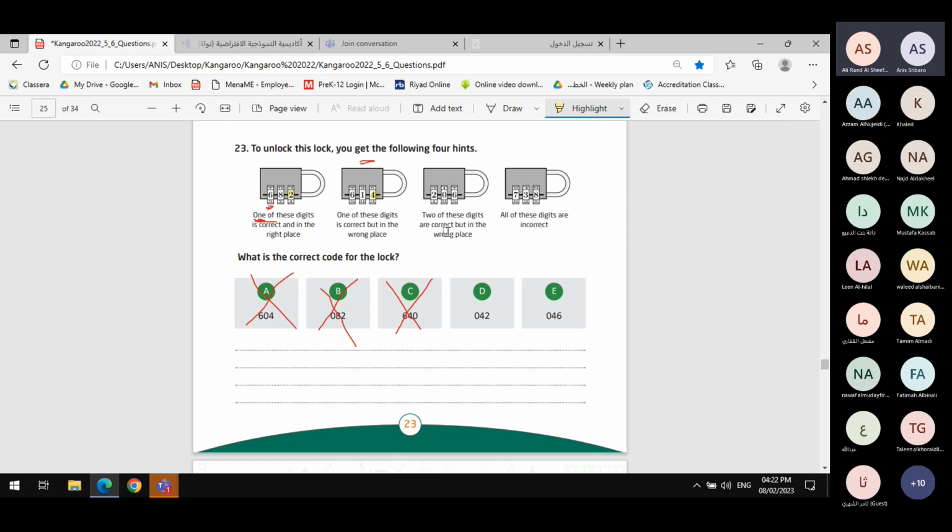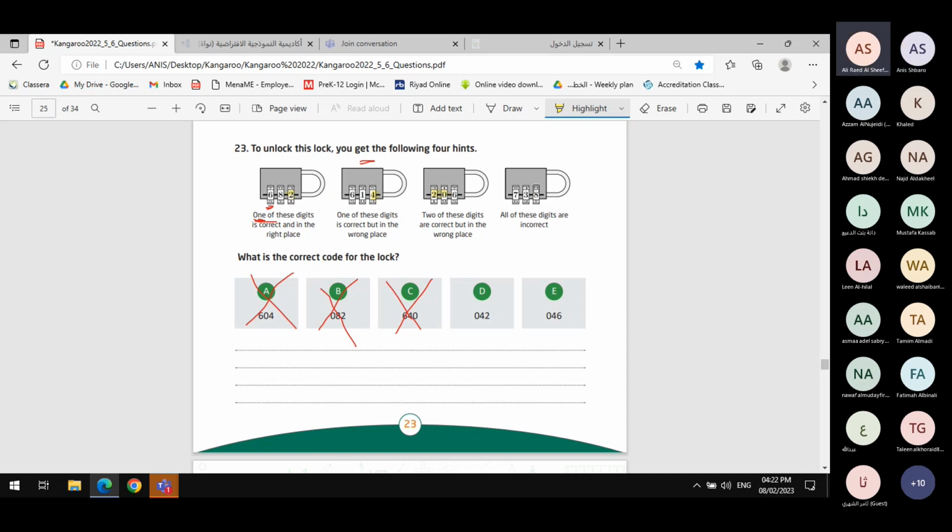So it passed. Go for the third one. Two of these digits are correct but in the wrong place. The 2 and the 0. Because we have them in the choices. The 0 is in a different place and 2 is also in a different place. So it passed this one also.